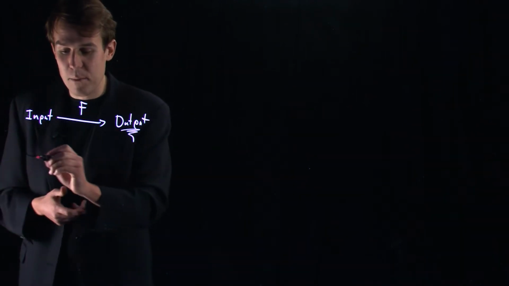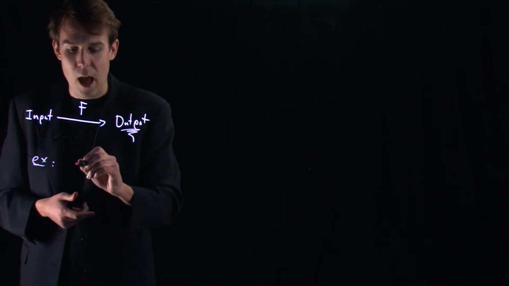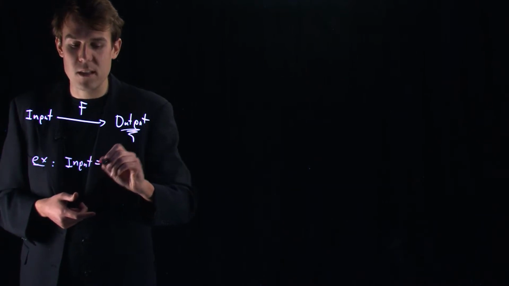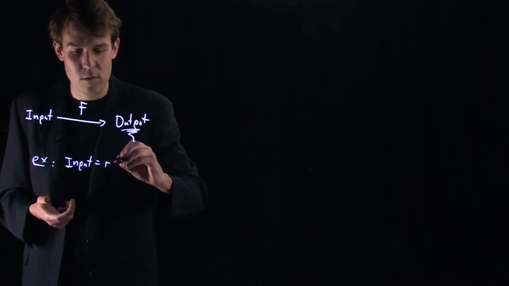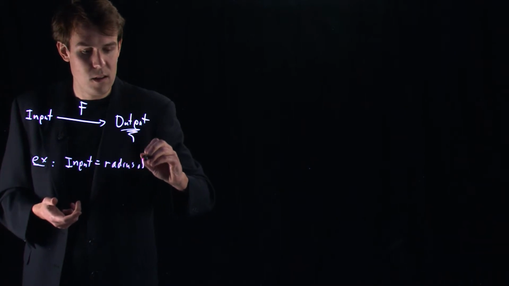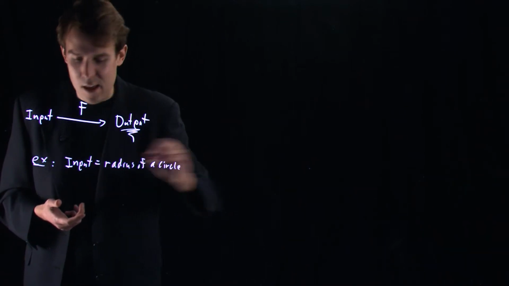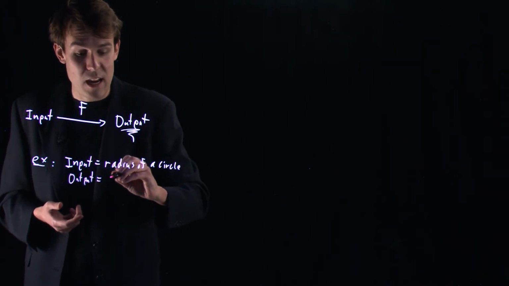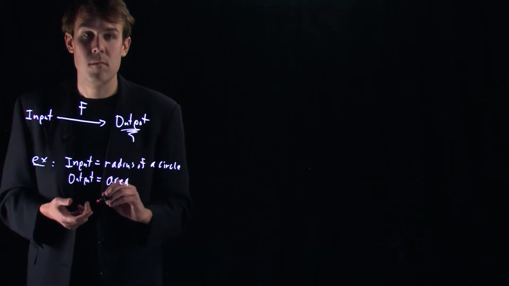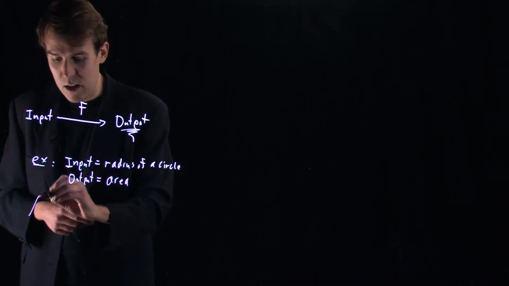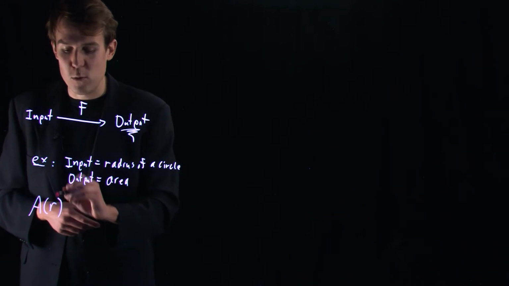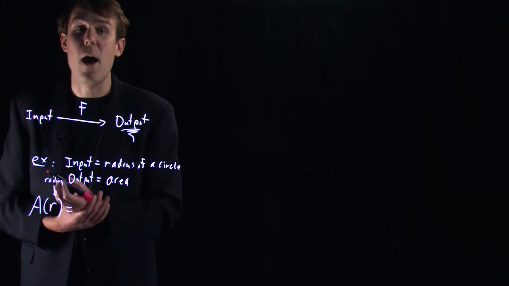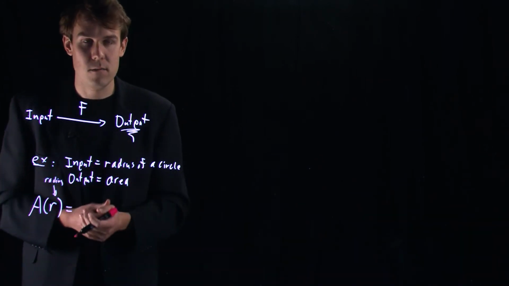So just to give you some examples, I can think of my input being, say, the radius of a circle, and the output being its, say, area. So I can define a function A of r, which will take the radius of a circle as its input and output its area as a function of the radius.